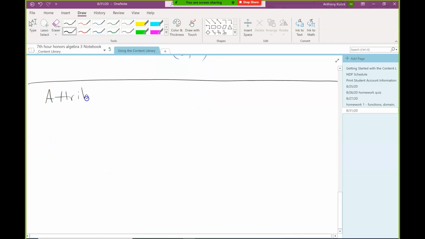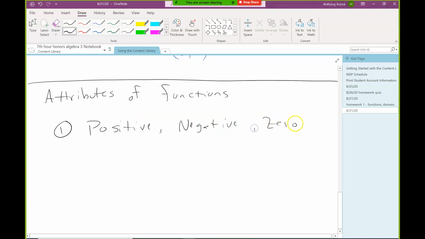So attributes of functions. So the first attribute we're going to talk about is positive, negative, and 0. So what we're talking about here is when is the function positive, negative, or 0. What does this really equate to? Well, from a graphical perspective, positive means we're above the x-axis. Negative means we're below the x-axis. And 0 means we're on the x-axis.